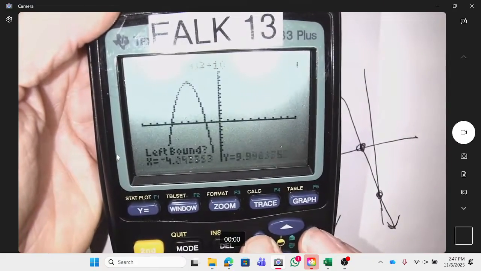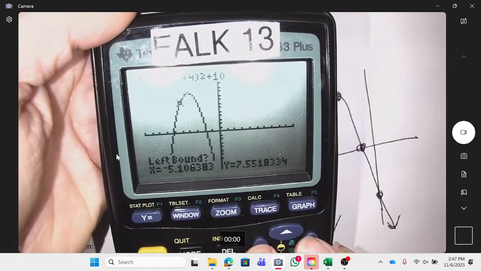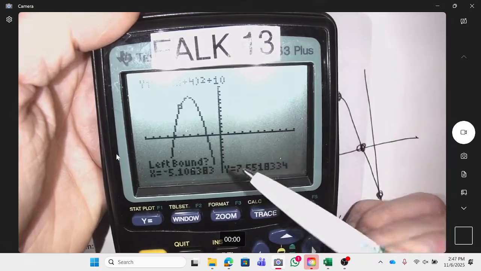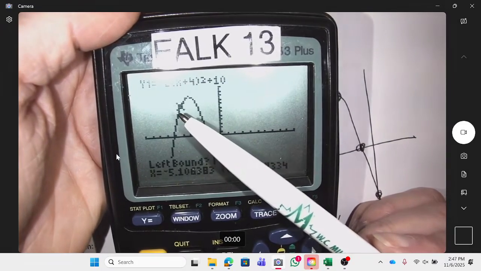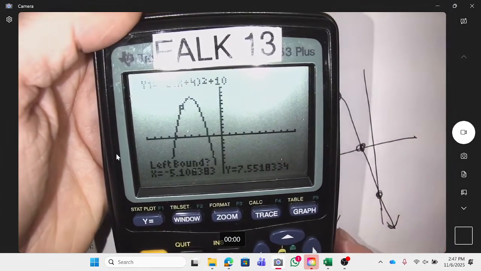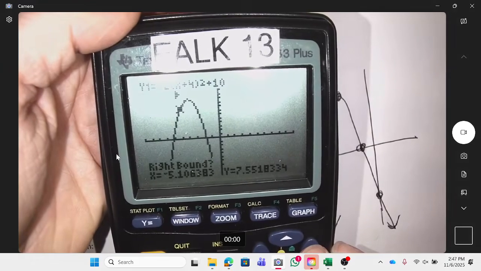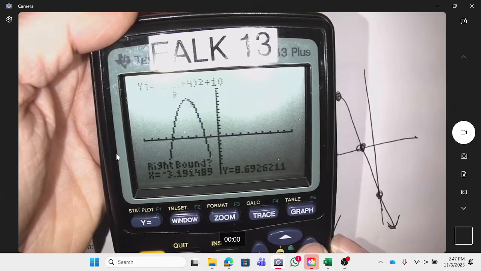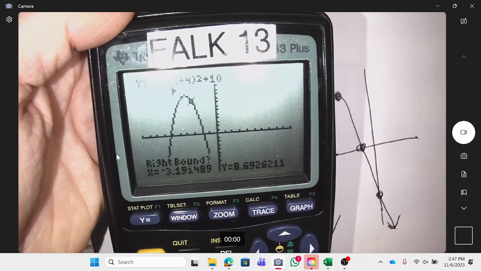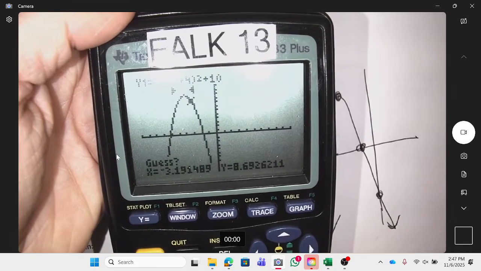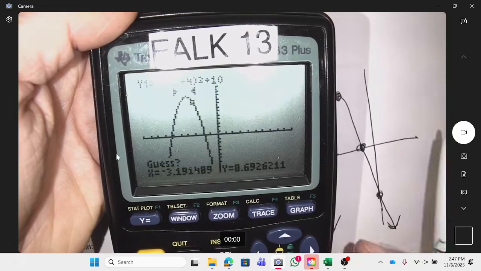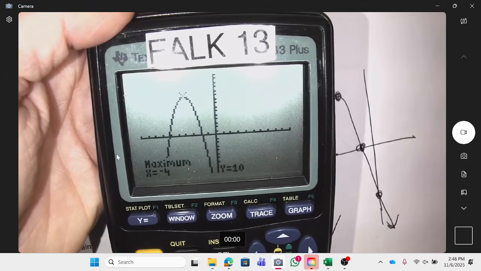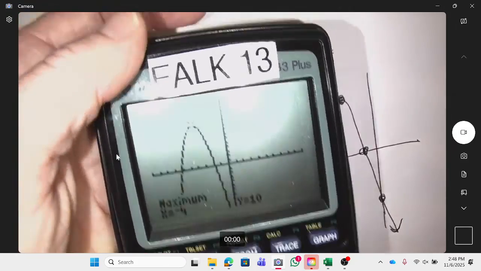Okay, I've got to flip it to the left-hand side. Everybody's about there? Good? Enter. Okay, cursor, arrow, flip it over from the top. Okay, I'm on the other side, enter. And then it says guess, so you just enter a third time. Negative 4, 10 is the coordinate.